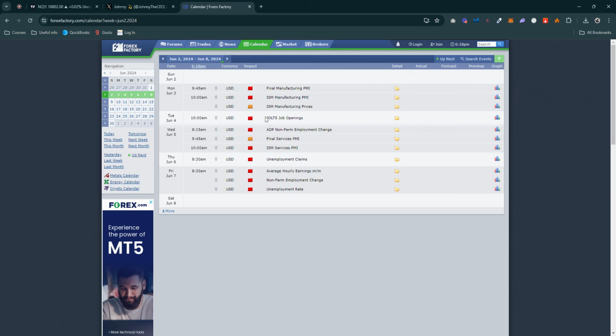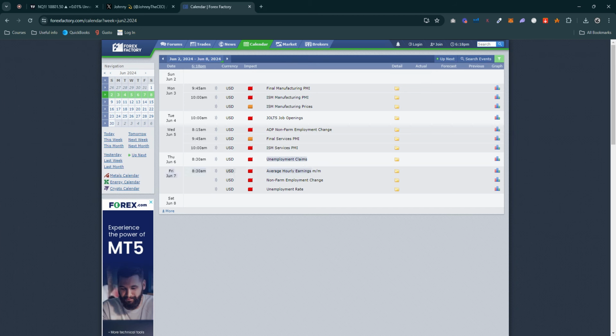So JOLTS job openings, that's a good day to trade. Just make sure you guys trade after the fact, not before. You can only trade news before if you have a lot of experience. Do not try to put on trades before these news events. I promise you, you guys are going to blow up if you don't know what you're doing.